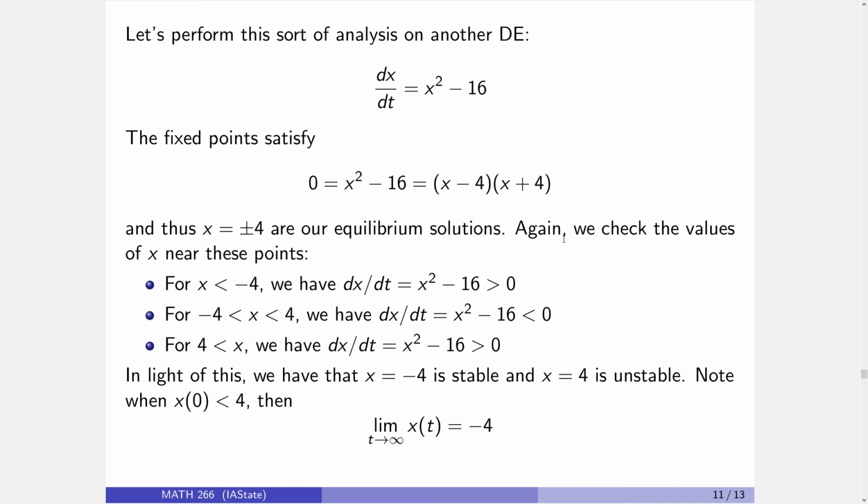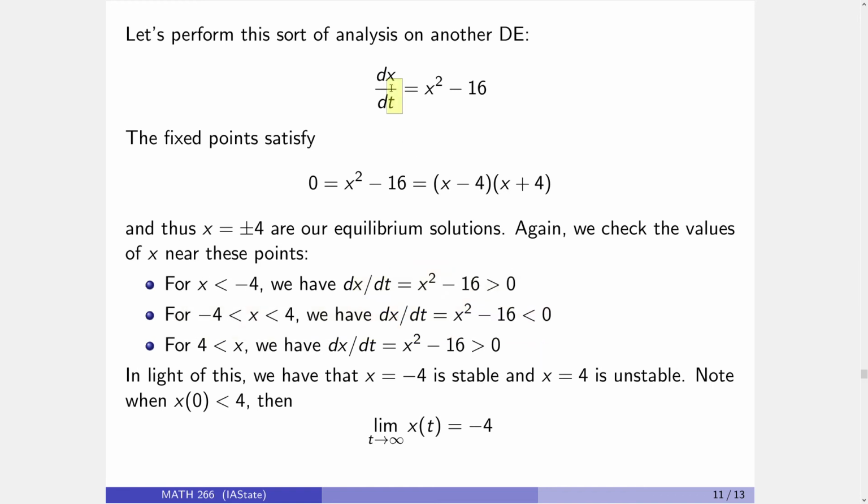Alright, so in light of this, we have that x equals minus 4 is stable and x equals 4 is unstable. Note that if our initial value is anything less than 4, and we are above minus 4, we'll decrease down towards it. If we are at minus 4, nothing's going to happen because it's an equilibrium solution. And if we are below minus 4, then we'll increase up towards it.